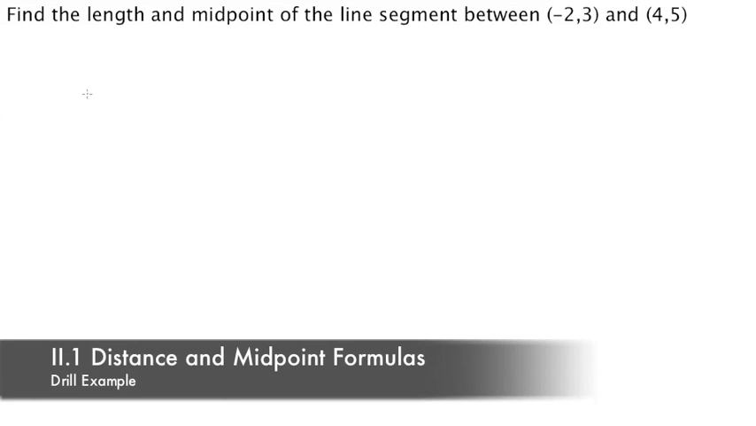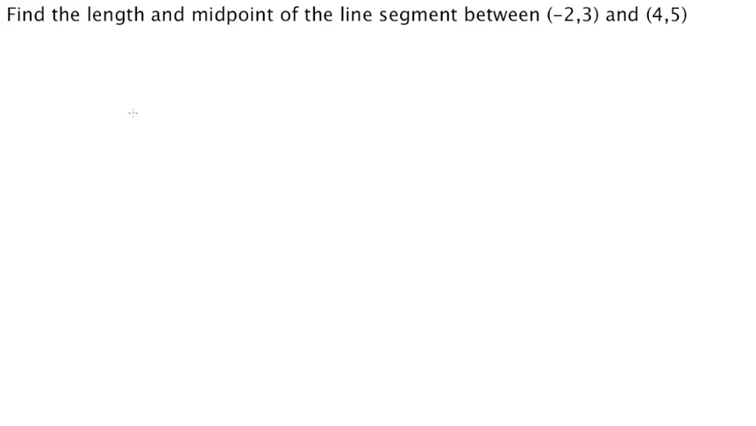So let's consider this example. Find the length and midpoint of the line segment between -2, 3 and 4, 5. Now, it's generally not going to mess you up for this particular thing, but I would encourage you to make a little mental note. Make one of these x1, y1, the other one x2, y2. It does not matter which one is first, which one is second.